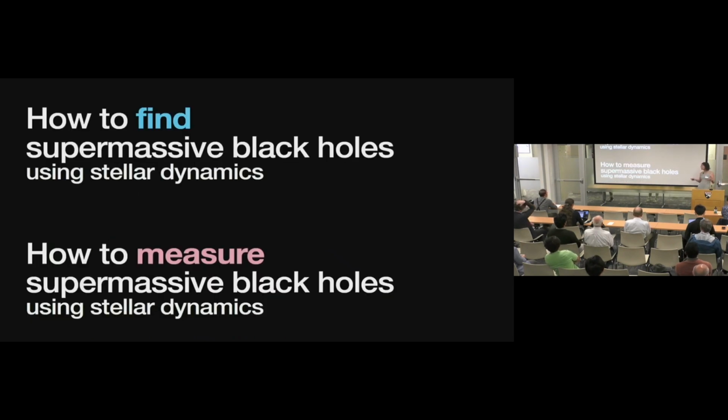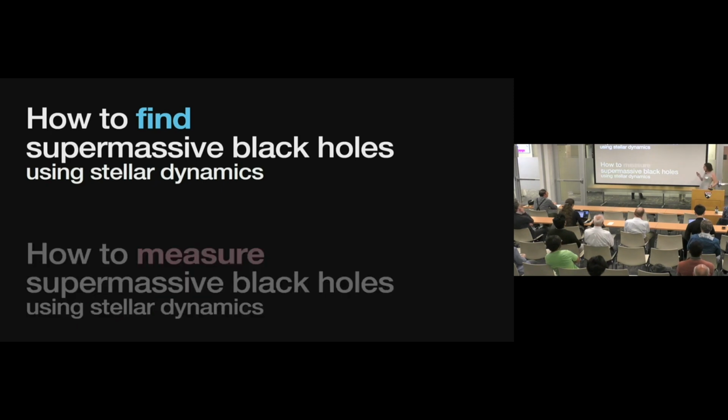So I'm going to more or less split this talk into two sides. One is going to be very observational: how do we find supermassive black holes using stellar dynamics? And the second half is going to be very modeling based: how do we actually make the measurements of these black hole masses?